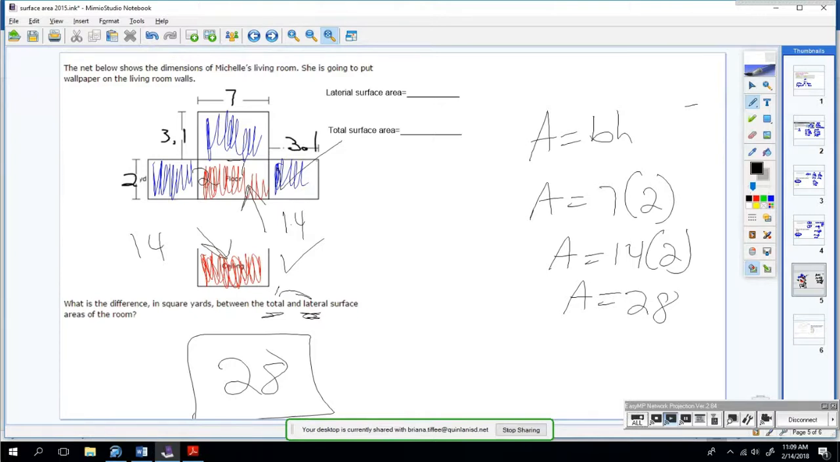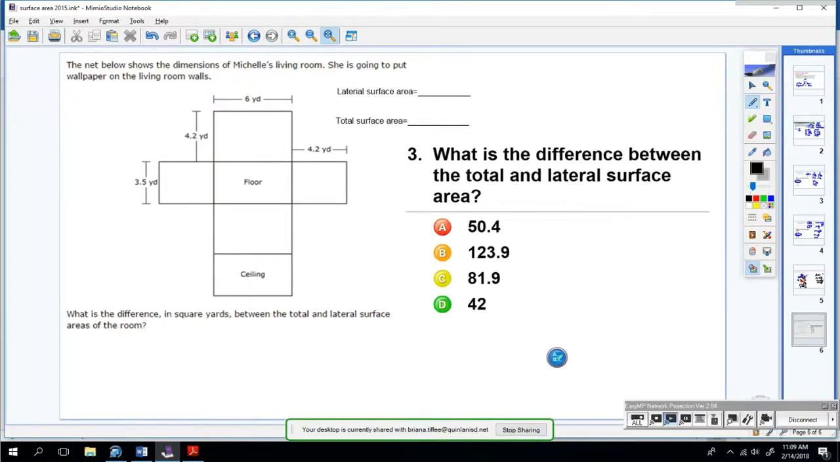So now what you're going to do is you're going to do one by yourself. So this is what you're going to do by yourself. So pause the video and find me the difference between the total and lateral surface area. So as I said previously, the difference between total and lateral surface area is literally the base. So all you literally have to find is the floor and the ceiling. It makes it much easier. So you just got to pay attention to what it's actually asking you for.